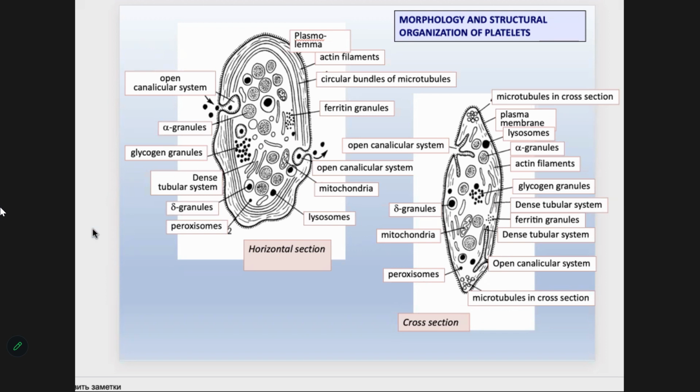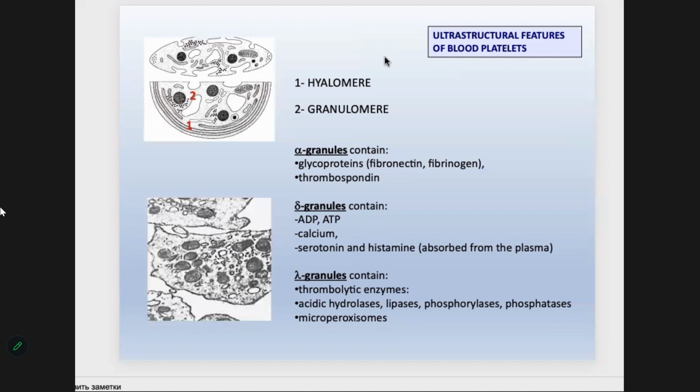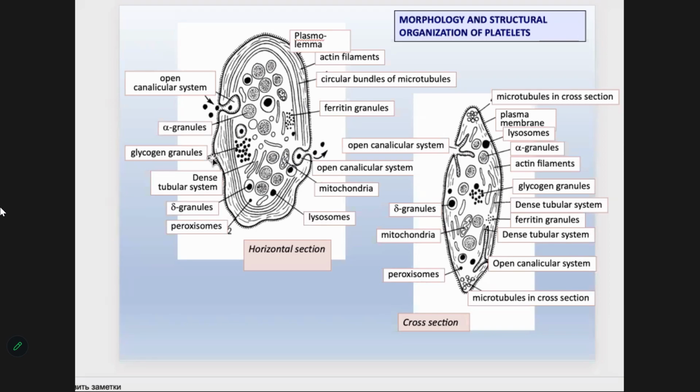So now we'll continue. We'll speak about the structure of thrombocytes, another name, platelets. And I told that there are two main parts in each platelet. On the periphery, there is the hyalomere, and in the center, there is the granulomere. Hyalomere is represented by the elements of the cytoskeleton of the thrombocyte, and mostly performs the supporting function.